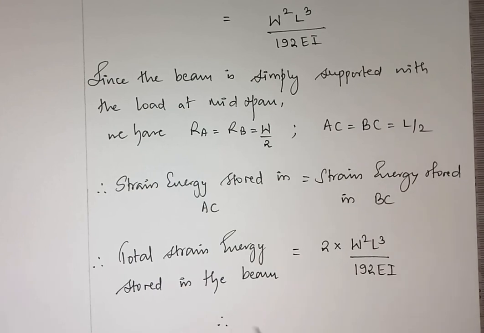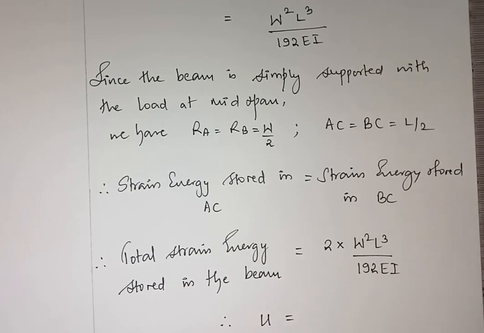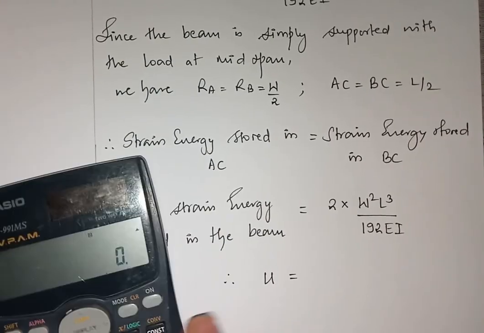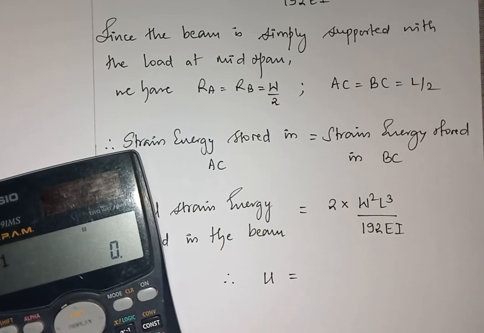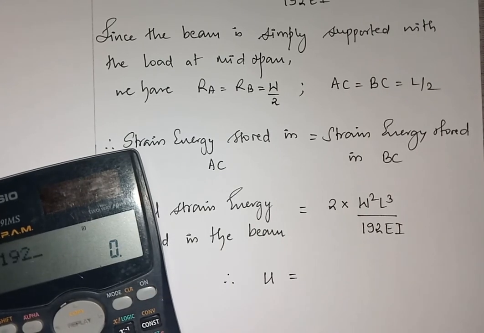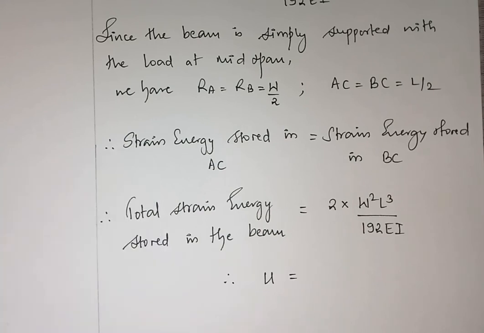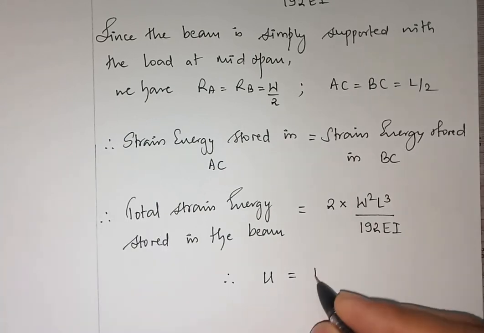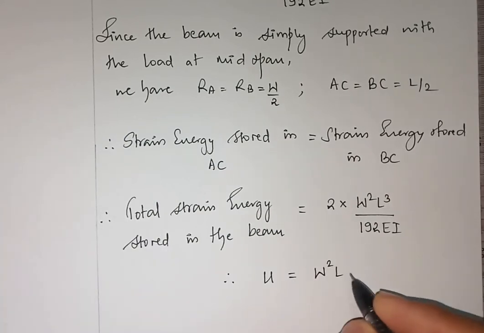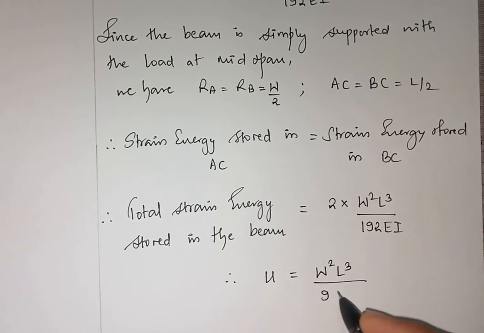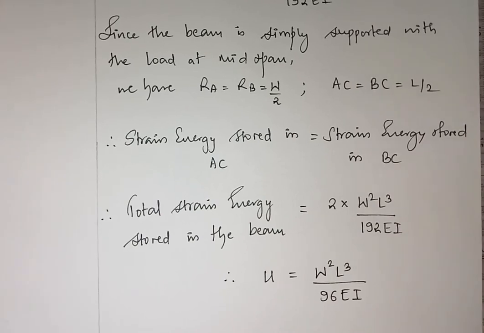So therefore U in this case will be equal to, let me check what I'll be getting here. 192 divided by 2 gives 96 in the denominator. So it will be W square L cube divided by 96 EI. So this is the total strain energy that is stored in the beam.